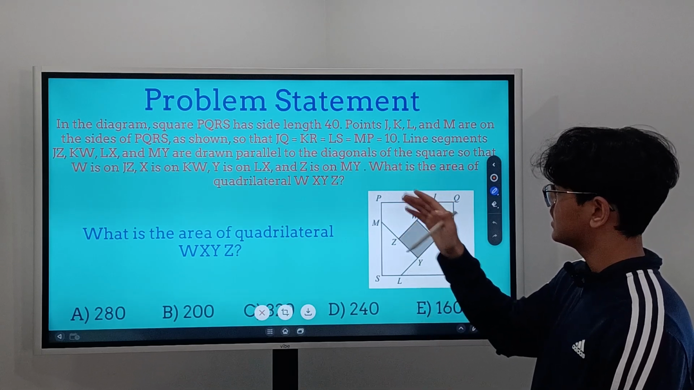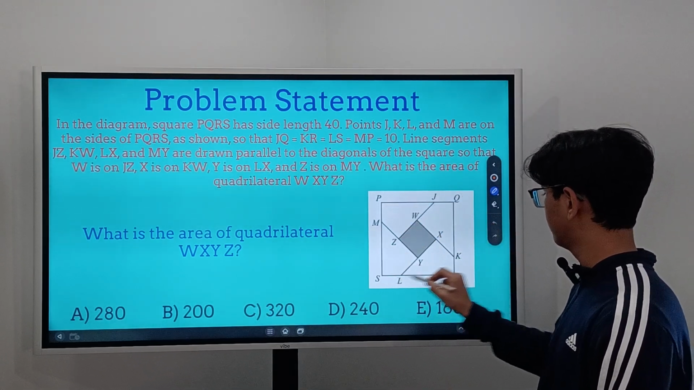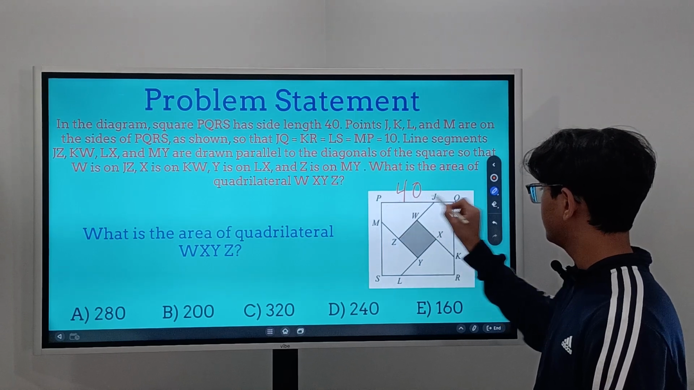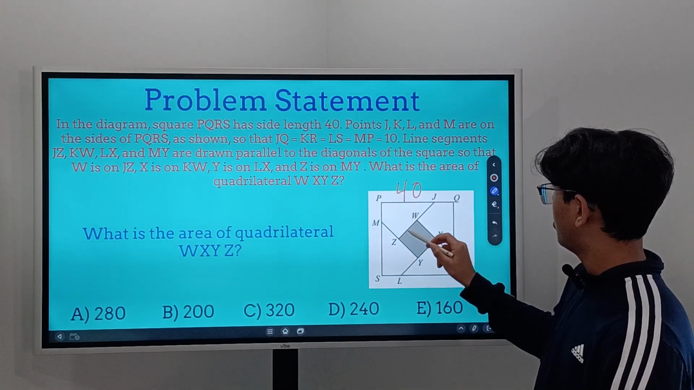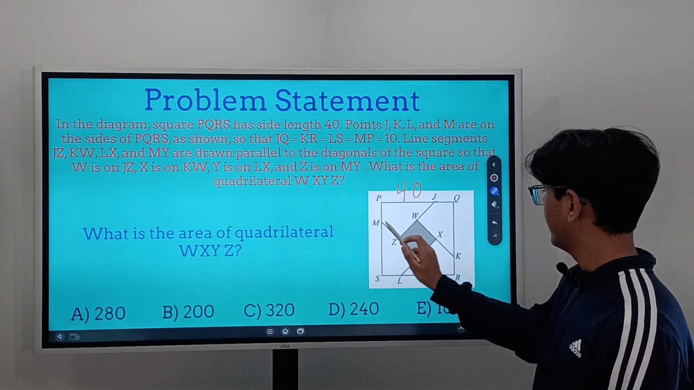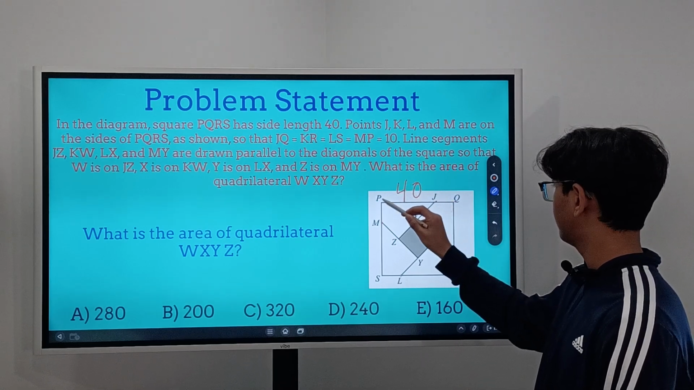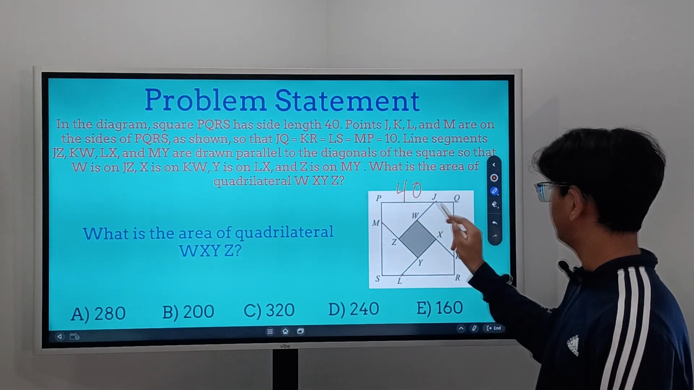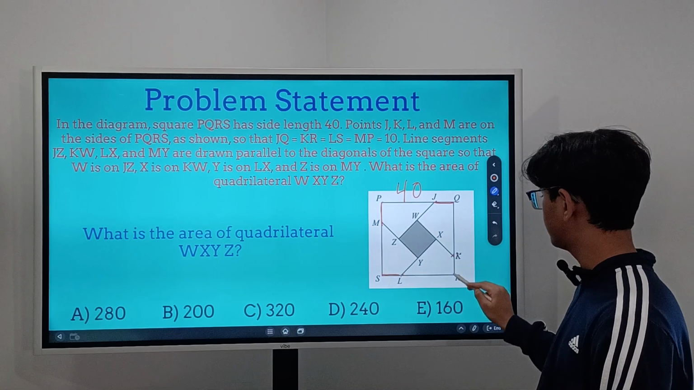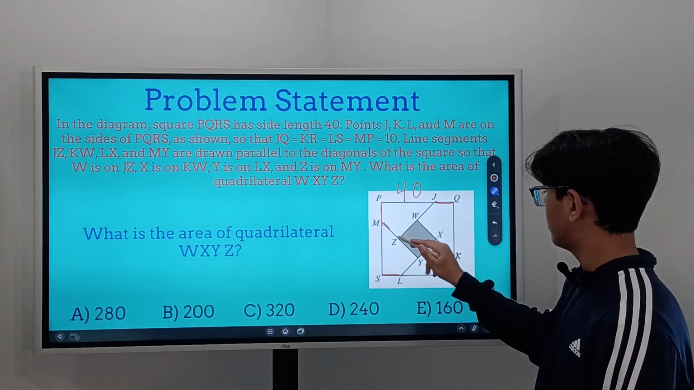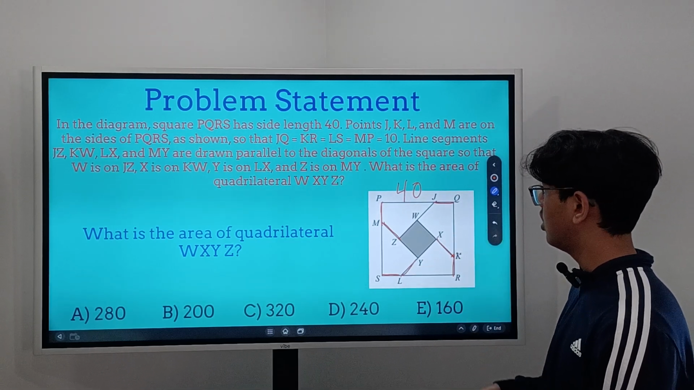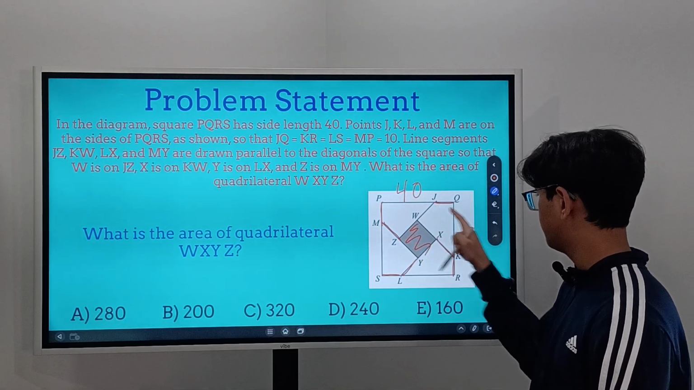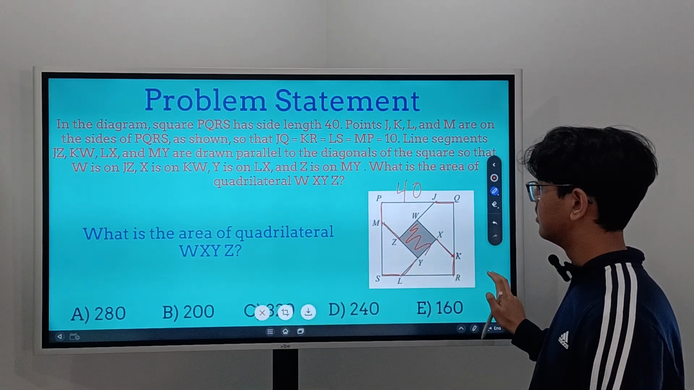So PQRS is a square, this big square here. It also has a side length of 40, so each one of these has a side length of 40. Then it's saying that points J, K, L, and M are on the sides PQ, PS, QR, and SR. You can see that they're all on here. And next it's saying that this here and this here are equal to 10. And then it's also saying that these are all parallel to the diagonals of the square. Basically we're just trying to find out what the area of WXYZ is. So now let's get into our solution.